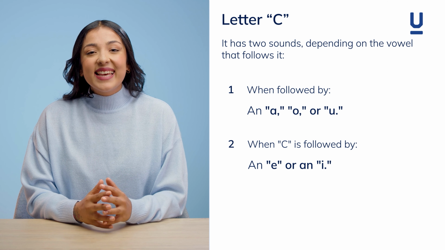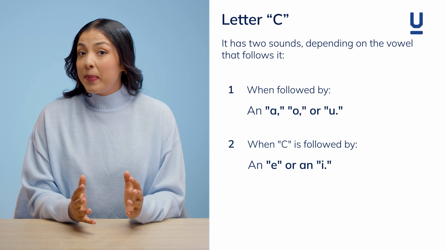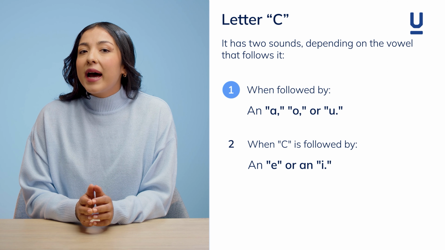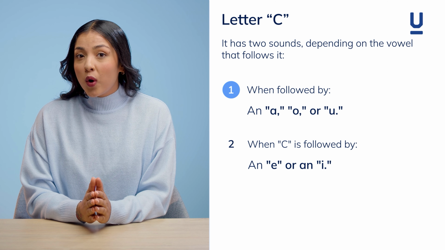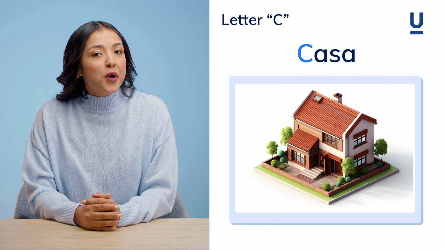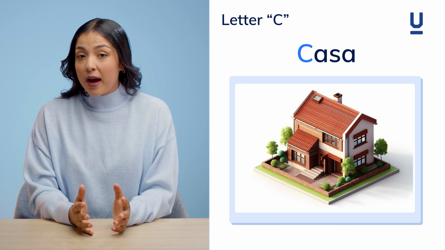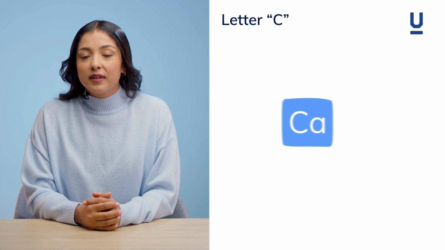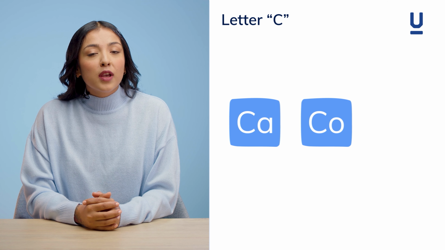C. It has two sounds depending on the vowel that follows it. When followed by an A, O, or U, it sounds like the K sound in the Spanish word casa, which means house. Repeat after me. Ca, co, cu.